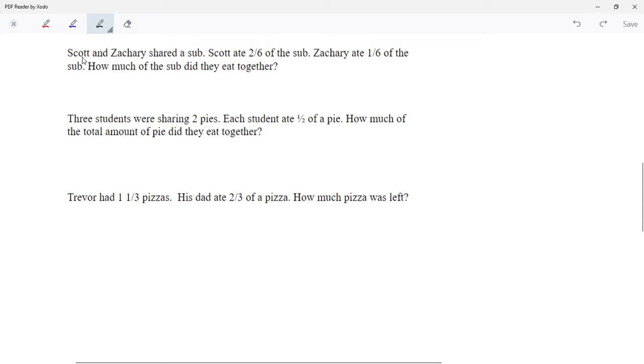So Scott and Zachary shared a sub. Scott ate 2/6 of the sub. Zachary ate 1/6 of the sub. How much of the sub did they eat together? So let's draw a sub here, and we are going to split it into sixths because that is the denominator.